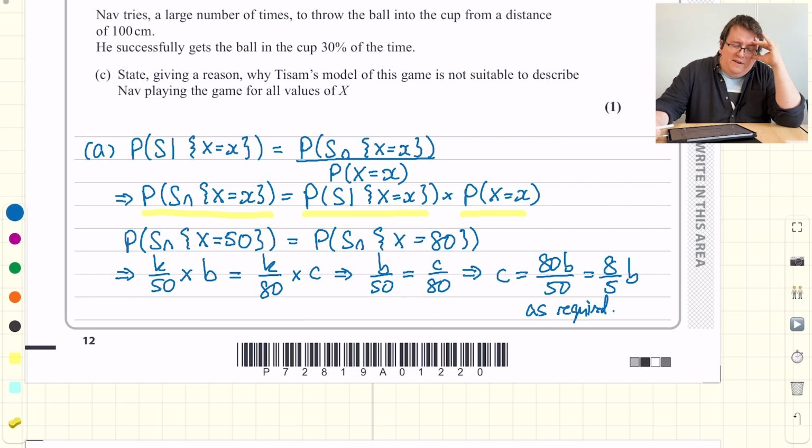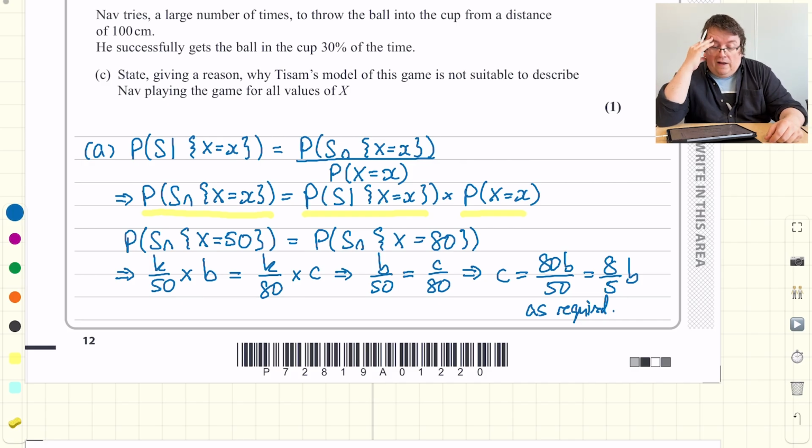Okay, Nav tries a large number of times to throw the ball into the cup from a distance of 100 centimetres. He successfully gets the ball in the cup 30% of the time. Part C, state giving a reason why Tissam's model of this game is not suitable to describe Nav playing the game for all values of x.